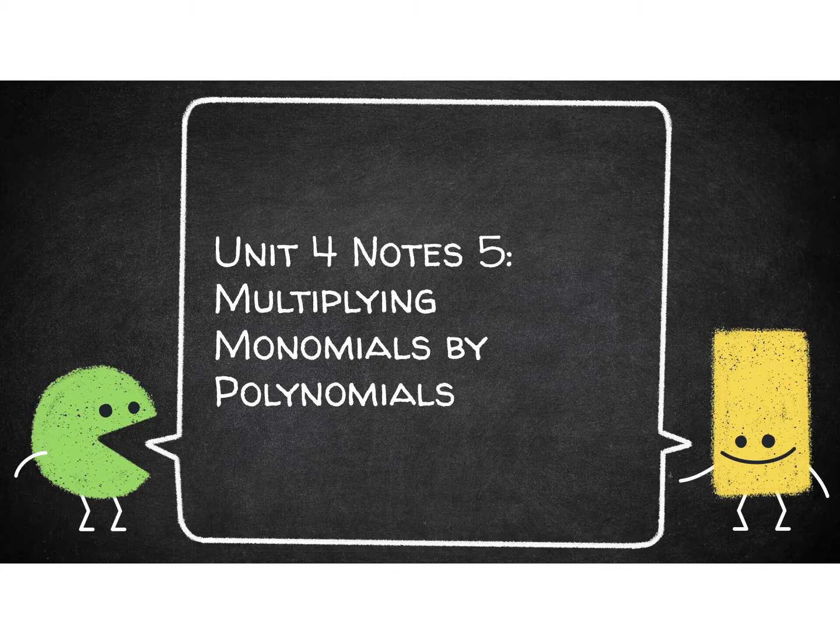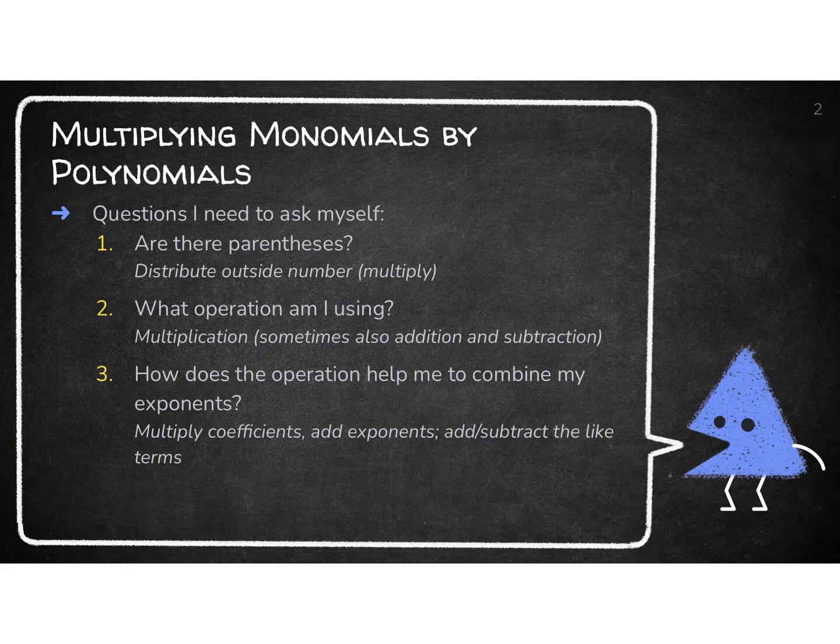We're going to go ahead and look at Unit 4, Notes 5. We are going to multiply monomials by polynomials. So here's what you're looking for. First things first, are there any parentheses? If there are parentheses, remember, that tells me that I am going to distribute. So I'm going to multiply the numbers that are outside in.